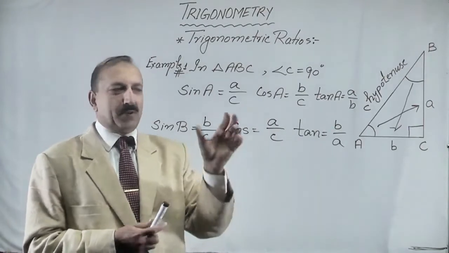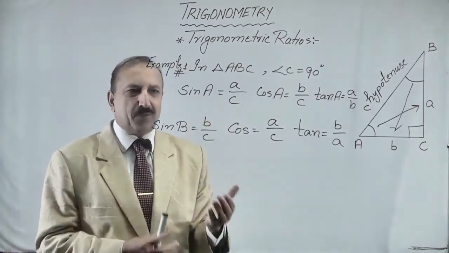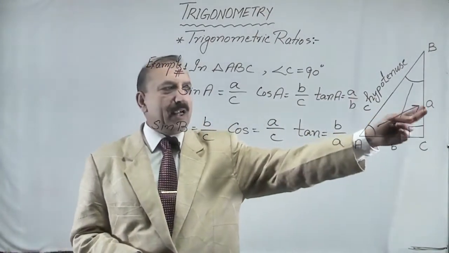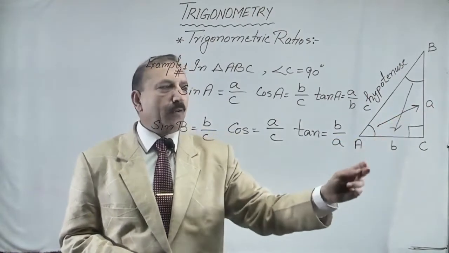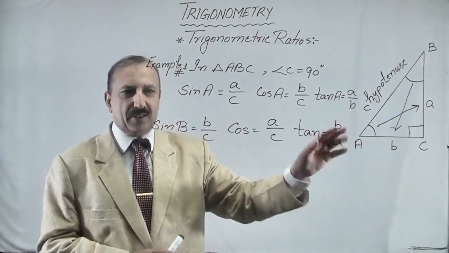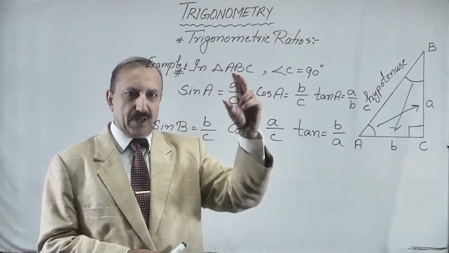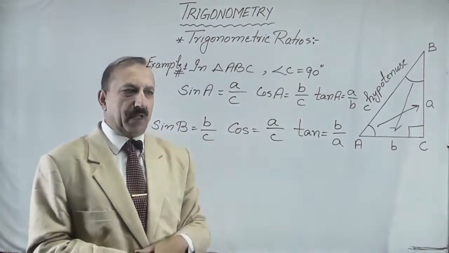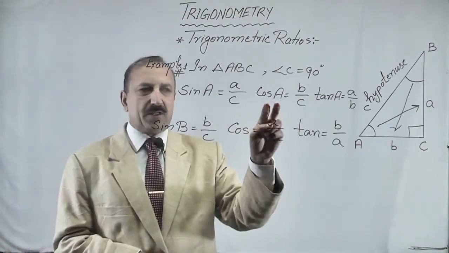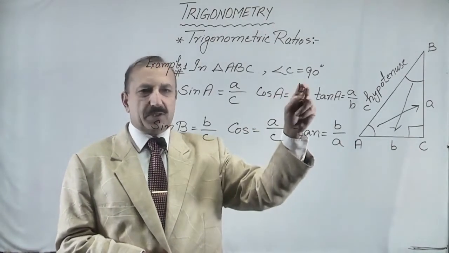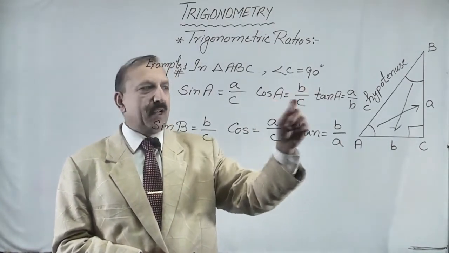So my dear student, you can see here, first we learned how to write the labeling values of the sides of a right angle triangle in front of the trigonometric ratios. Sine is equal to the value of the sides opposite over hypotenuse, then the cosine trigonometric ratio, according to the given situation when angle A is considered, and then tangent.